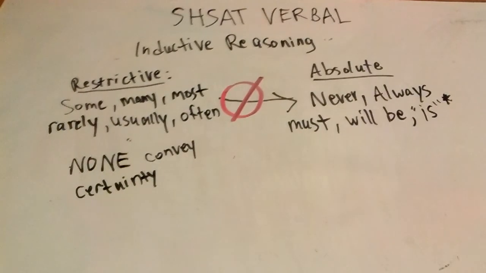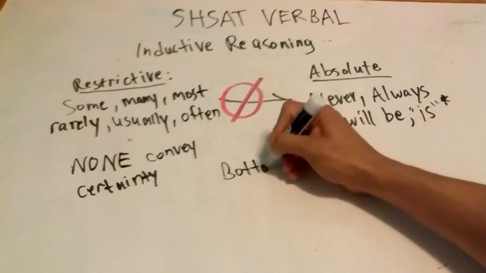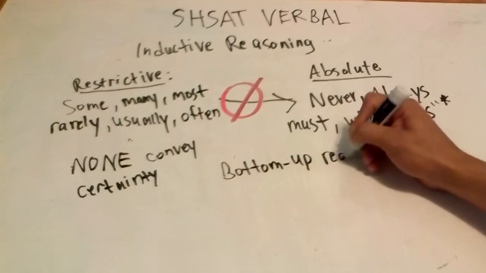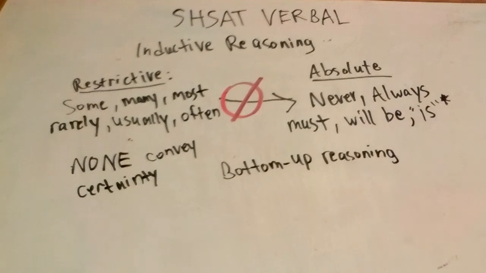Alright, so let's come up with some. This time, by the way, inductive reasoning sometimes is called bottom up reasoning. Why? Because you start with the small things. You start with small observations, and from that, you build your way up to a general conclusion. Alright, so let's try some anyways before I end this video.